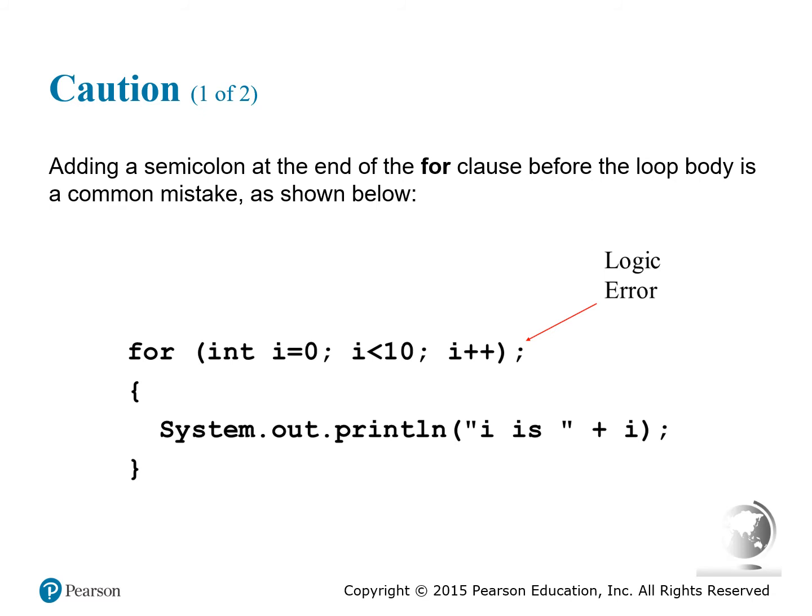A common mistake is to add a semicolon after the parenthesis in the for clause before the loop body. As we have seen previously, using the end-of-line style for braces can help us avoid this error.